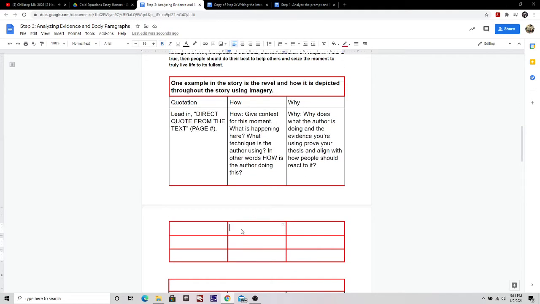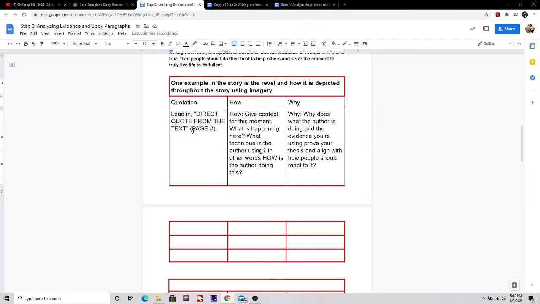And that means that all of these how boxes are going to talk about imagery, right? Because it's the literary device, the specific technique that the author is using, right? There's a little bit of help for you here. It says you should have some sort of lead in and then a direct quote from the text. That means don't summarize and put quotation marks around it, because I've had kids do that before. Then it says page number, right?